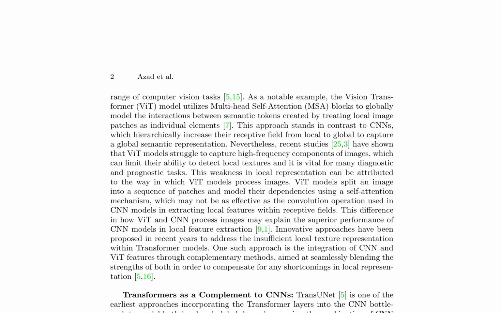To address this limitation, researchers have proposed integrating CNN and ViT features using complementary methods. This fusion aims to leverage the strengths of both models to compensate for any shortcomings in local representation. Examples include Trans-U-Net, which uses a CNN-based encoder and a transformer-based decoder for 3D medical image segmentation, and HiFormer, which combines a Swin transformer module with a CNN-based encoder to generate multi-scale feature representations.